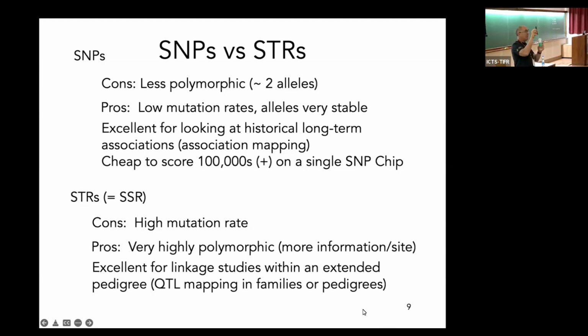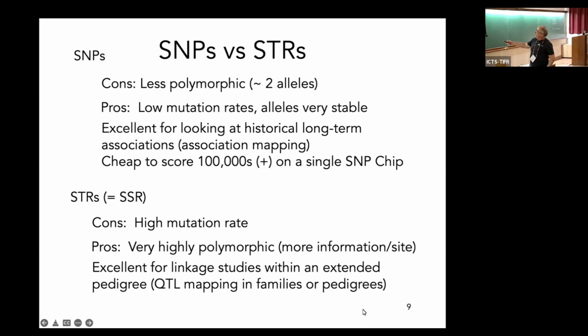So if this is a SNP, that SNP isn't going to mutate. It's only going to be broken up, this association, by recombination. If I have an STR, this 6 could mutate into a 7 or a 5 or a 6. Mutation rates are about 1 in 250, 1 in 1,000.